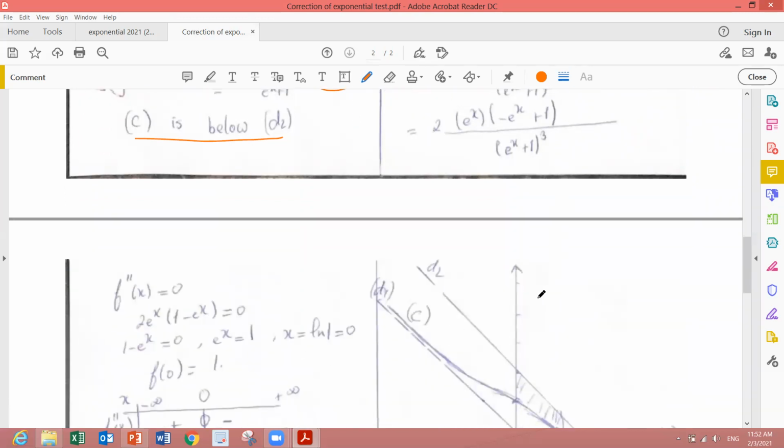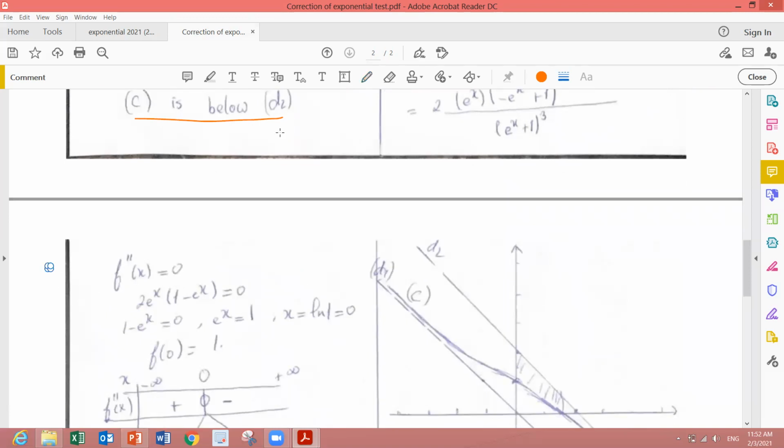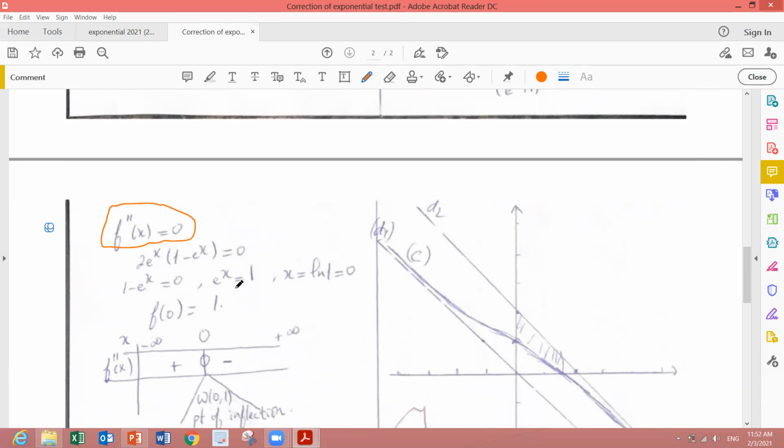To find the point of inflection, we have to solve f double prime x equal to 0. It means that the numerator equals 0: 2e^x into (1 minus e^x) equals 0, so 1 minus e^x equals 0. It means that e^x equals 1. So x equals ln 1, x equals 0.